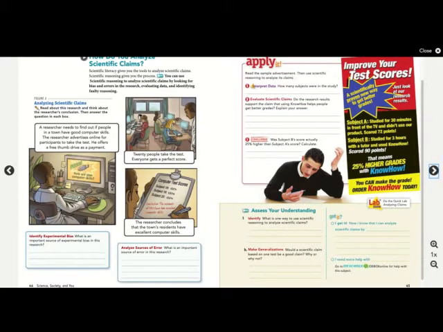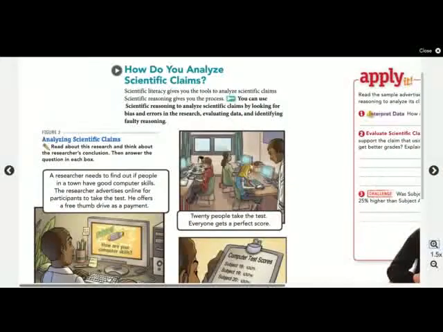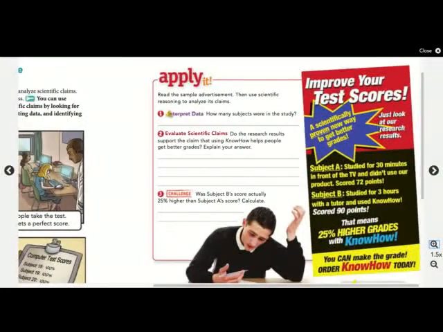So now that we've talked about evidence, opinion, and how to analyze scientific claims, let's look at our apply it questions. Read the sample advertisement, then use scientific reasoning to analyze its claims. The advertisement says, improve your test scores, a scientifically proven new way to get better grades. Just look at our research results. Subject A studied for 30 minutes in front of the TV, didn't use our product, and scored 72 points. Subject B studied for 3 hours with a tutor, used Know-How, and scored 90 points. That means 25% higher grades with Know-How. You can make the grade, order Know-How today.